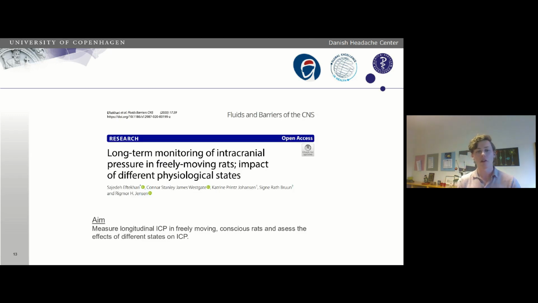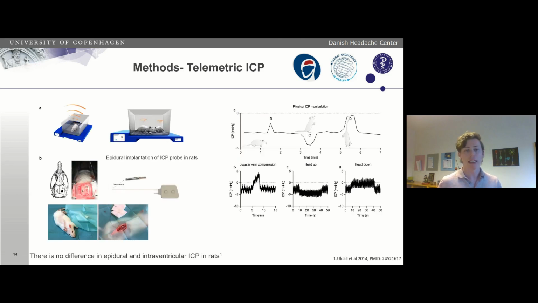So on to the first study that I'd like to present to you. Long-term monitoring of intracranial pressure in freely moving rats, impact of different physiological states. And I understand that a link to this paper is in the handouts tab, just to make it easier for you to find the paper. So the aim of this study simply was to measure longitudinal ICP in freely moving conscious rats and assess the effects of different physiological states on ICP.